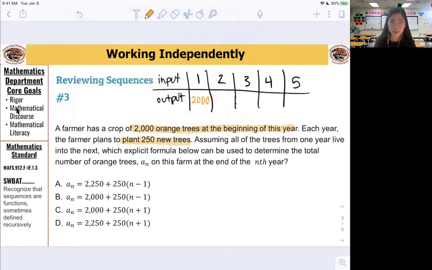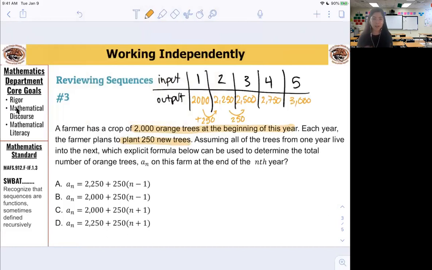Then every year after that, he plants 250 new trees. So at the end of the second year, he's going to have 2,250. I'm just adding 250. And I keep going, adding another 250. So then I have 2,500, then 2,750, and then finally 3,000. That's my pattern. I'm adding 250 each time, and that's how I got the values for my output.